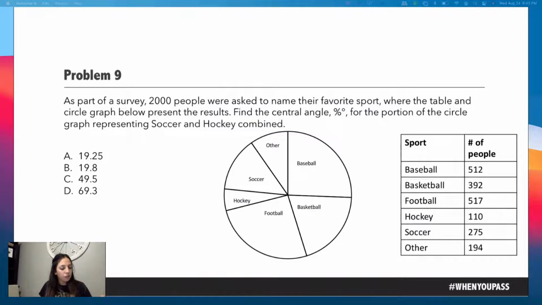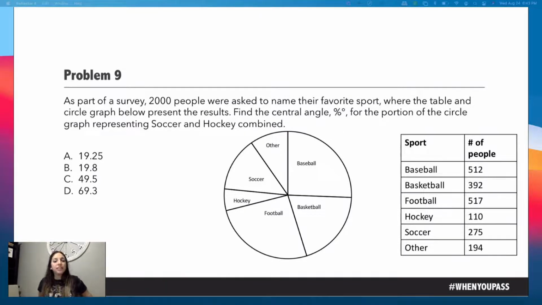As a part of a survey, 2,000 people were asked to name their favorite sport, where the table and circle graph below present the results. Find the central angle percent degree for the portion of the circle graph representing soccer and hockey combined.